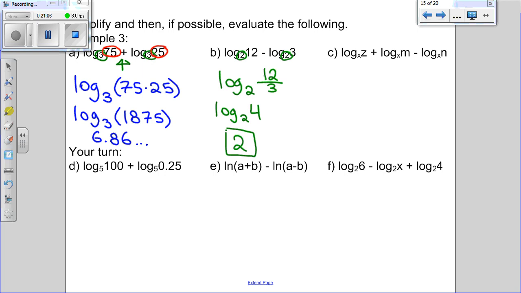They would combine to be log xzm, and then minus log xn, still there. See how I combined the first two because they were being added, so I multiplied the arguments together. This thing can then be simplified to be log xzm divided by n. And that would be your simplified singular log answer.